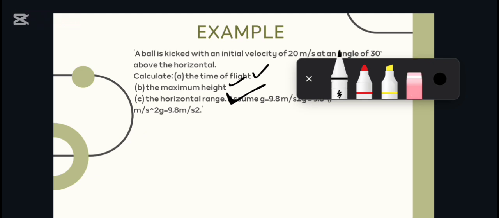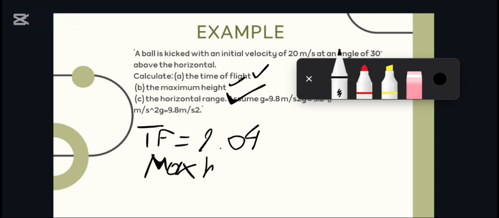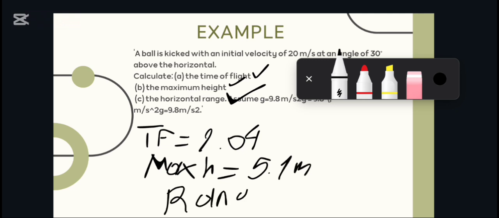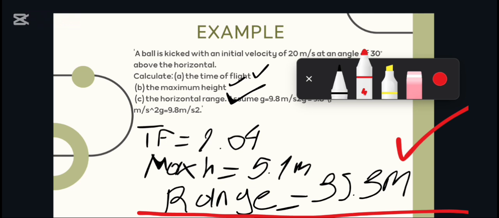And now we have all the statements the exercise asked for. Time of flight: 2.04 seconds. What is the max height? 5.1 meters. And what is the horizontal range? That was 35.3 meters. I hope you understood it and paid attention to all I said.